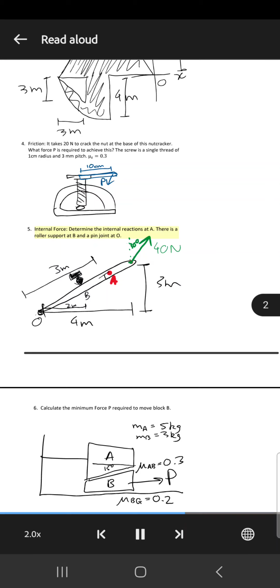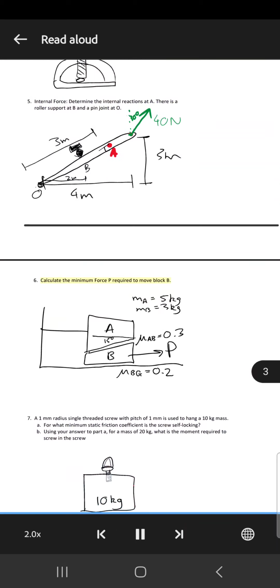5. Internal force. Determine the internal reactions at A. There is a roller support at B and a pin joint at O. 6. Calculate the minimum force P required to move block B.